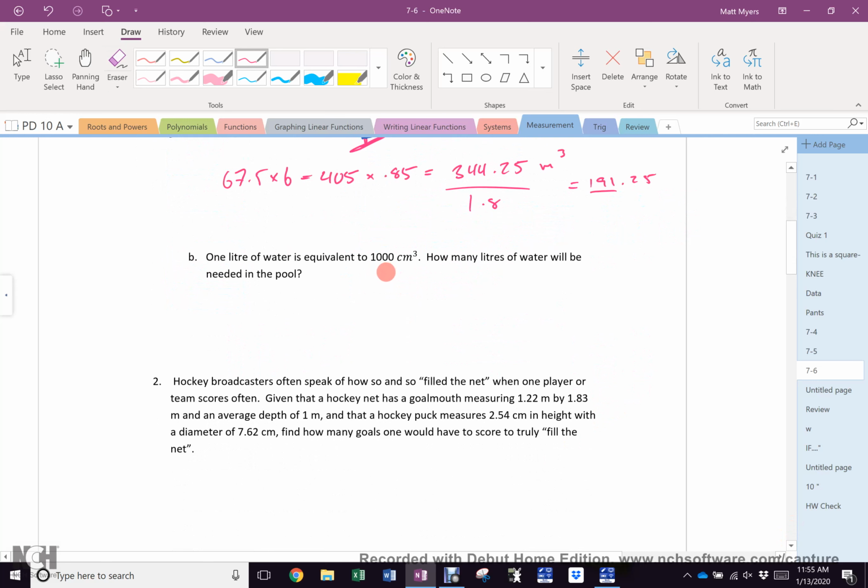This one you had to be smart because you had 344.25 meters cubed, but you needed centimeters cubed. And if you hadn't been paying attention to me, you would have gone, oh, that's easy. Meters to centimeters just times 100. That's meters to centimeters. Meters cubed to centimeters cubed would be times 100 cubed to get 344,250,000 centimeters cubed, which, of course, you would divide by 1,000, cancel the 3 zeros, and it's 344,250 liters.